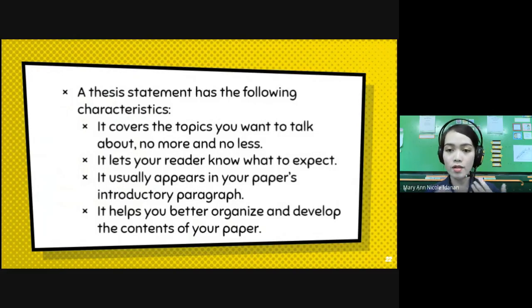So just for instance, if you forgot or you lost what topic you are writing about, you may just go back to your thesis statement so that you will be guided. "Ah, okay, this is my point. This is what I want to tell or to prove to my readers in my paper." Okay, so thesis statement is very important.